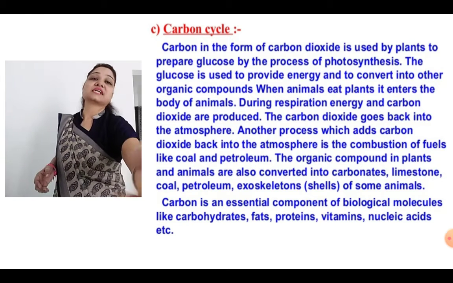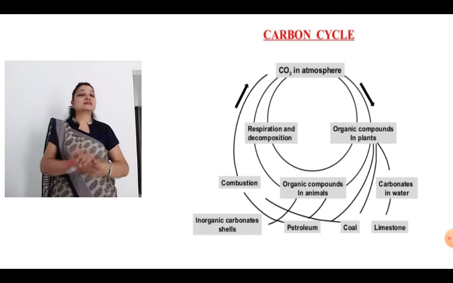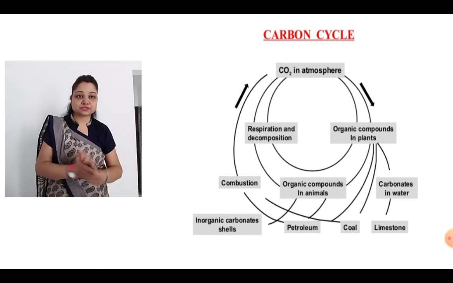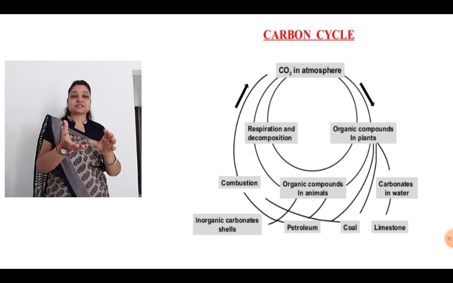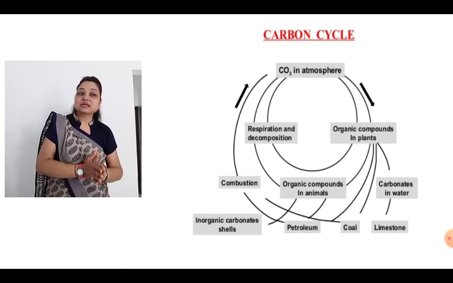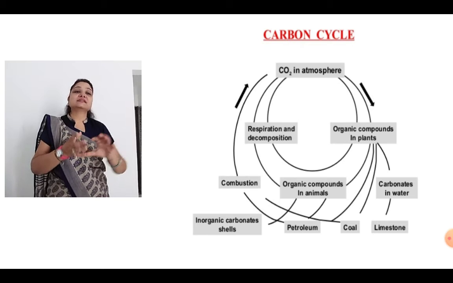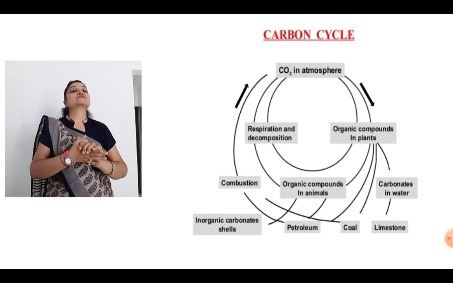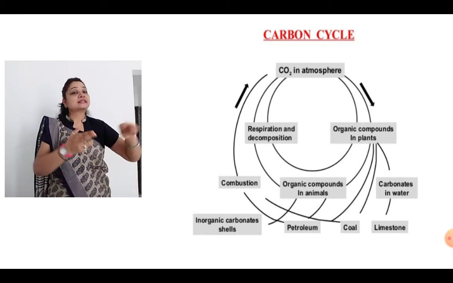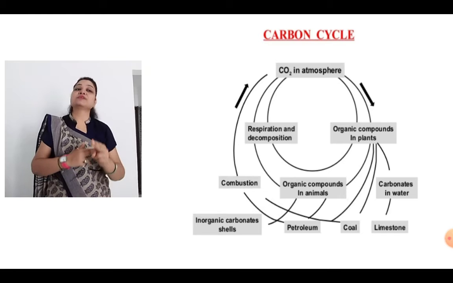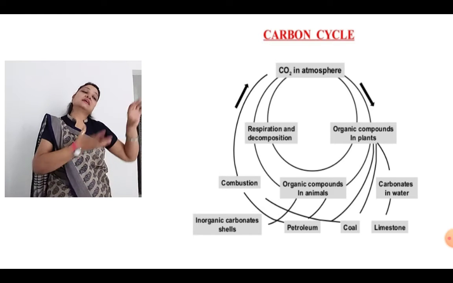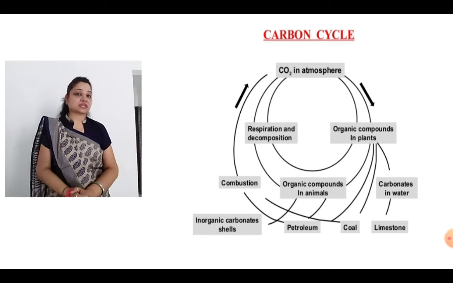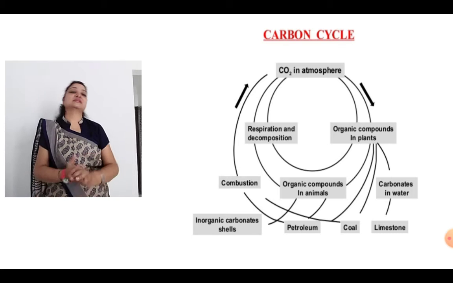So this is the carbon cycle, very easy one, and this is a flow chart showing this. See, carbon dioxide in the atmosphere is getting added by the combustion process. Now by combustion of petroleum, coal, limestone, and then the organic compounds in plants, the carbonates in water, then the organic compounds in animals, they come from the plants, then respiration is also adding CO2 in the atmosphere. This is how the cycle continues. Some of the things are using the CO2 and some of the things are adding the carbon dioxide, or we can say carbon, in the atmosphere.